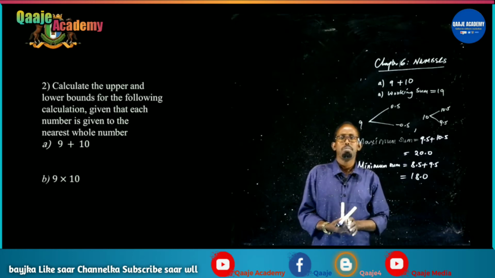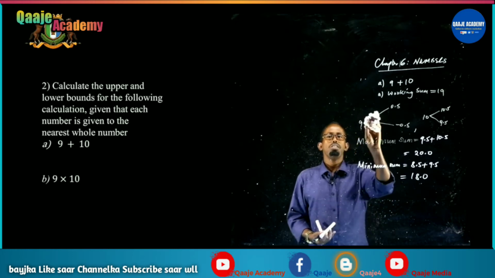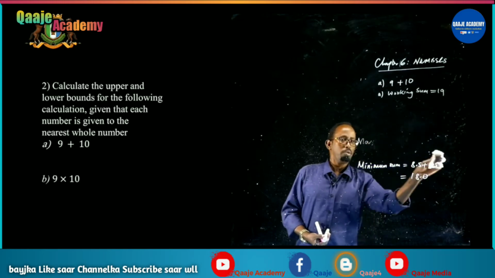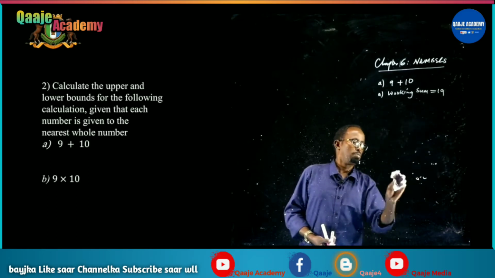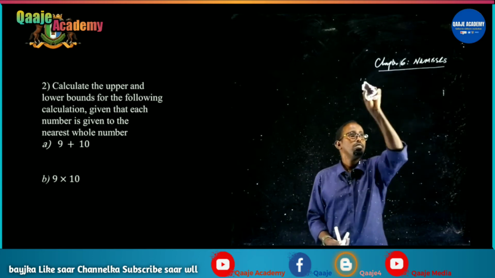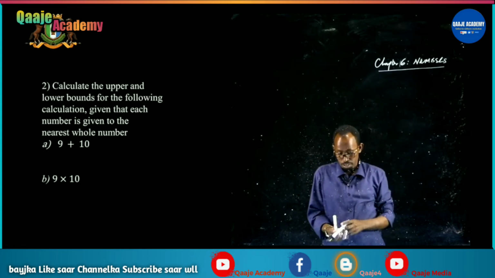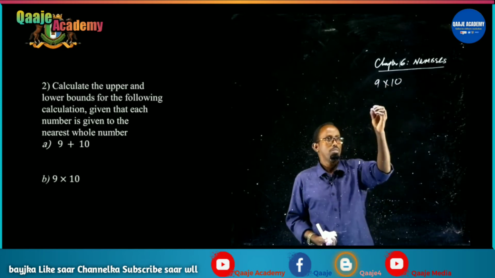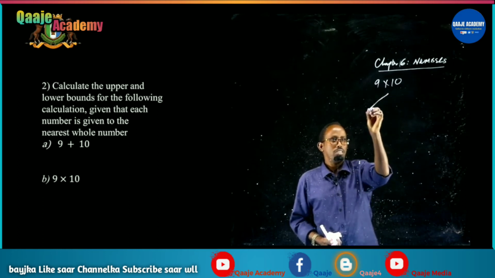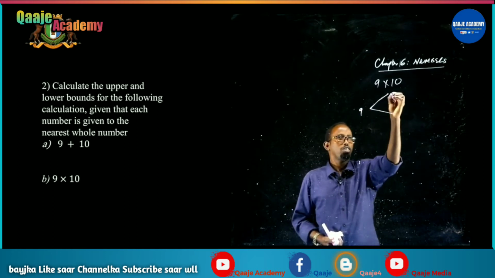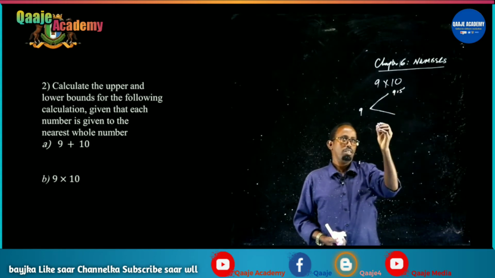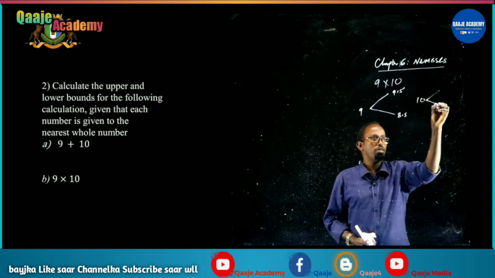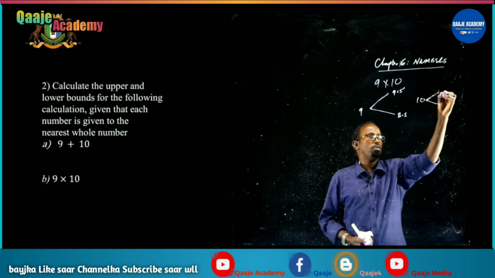The next one is multiplication. Multiplication of 9 times 10. So 9 times 10, I'll be starting with the limits. So this is 9 plus 0.5, you get 9.5. Minus 0.5, you get 8.5. 10 plus 0.5 will be equal to 10.5. And then this is 9.5.